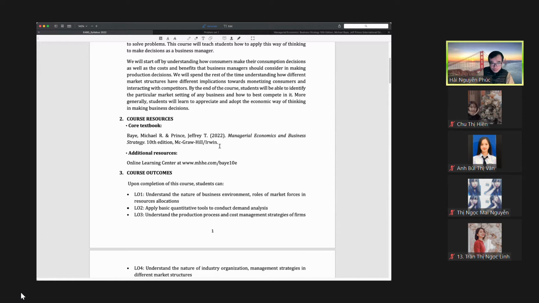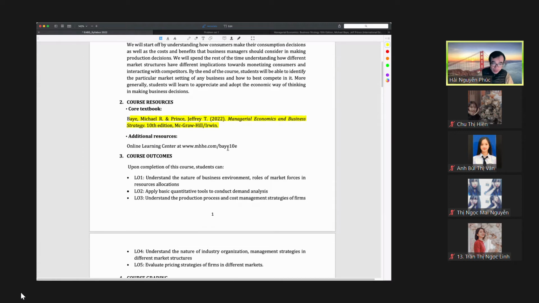Regarding the course, we have the following textbook. This one, let me highlight the textbook. We have the textbook titled Managerial Economics and Business Strategy.